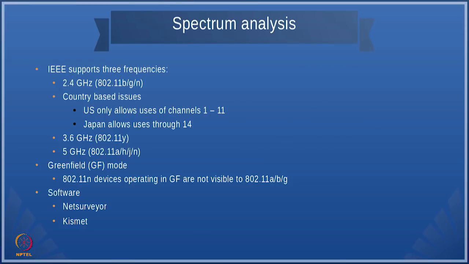So, another example of issues in wireless networks is something known as greenfield mode. An 802.11 device operating in greenfield mode is not visible to 802.11a, 11b or 11g networks. That means someone can still be in your network, but you may not be able to see them at all. So you might have to look at hardware-based analysis. There could be hardware devices which can do all this spectrum analysis, along with a software solution like NetSurveyor, Kismet, etc.